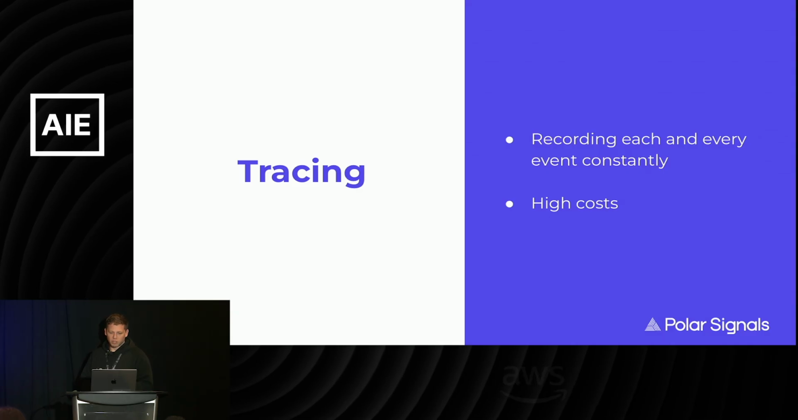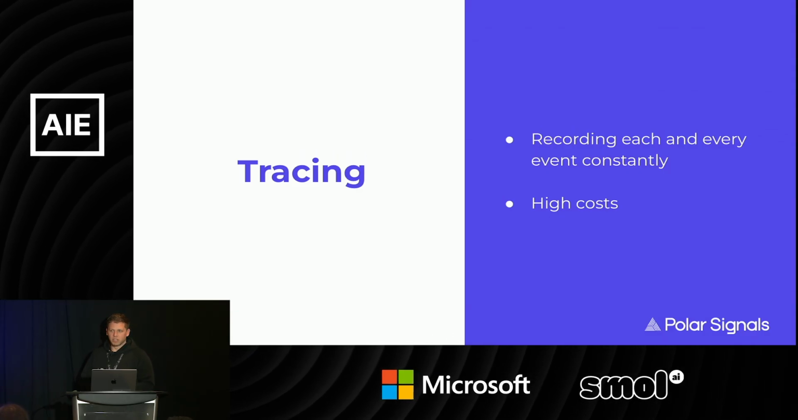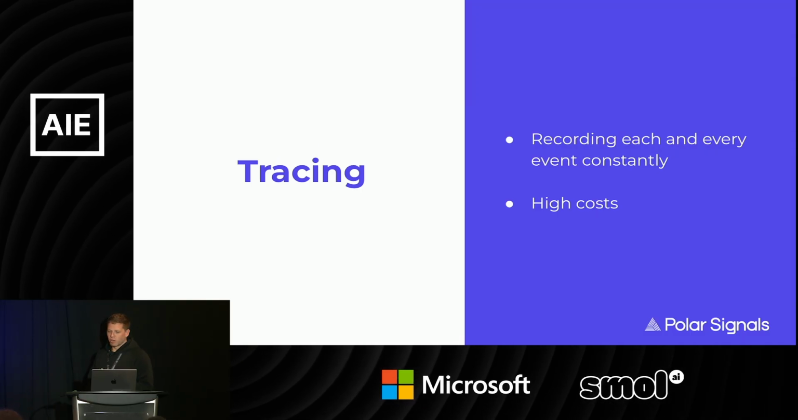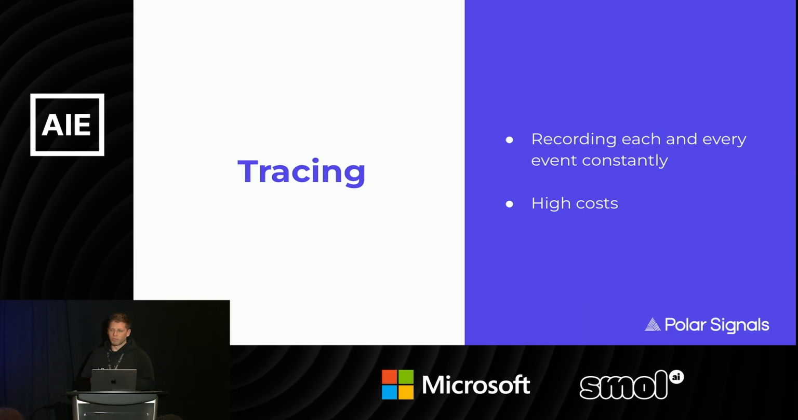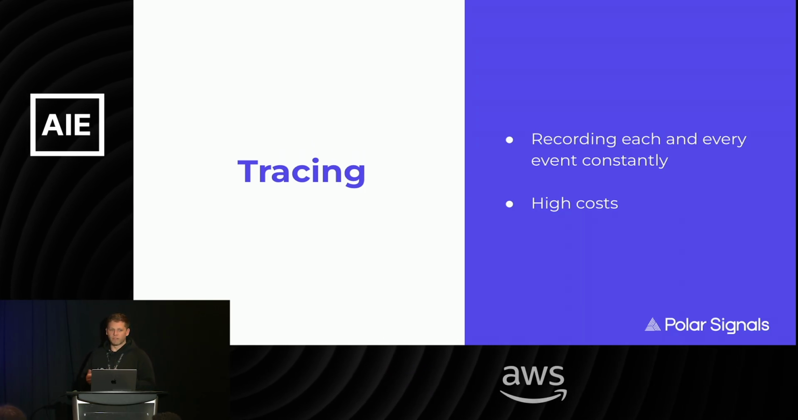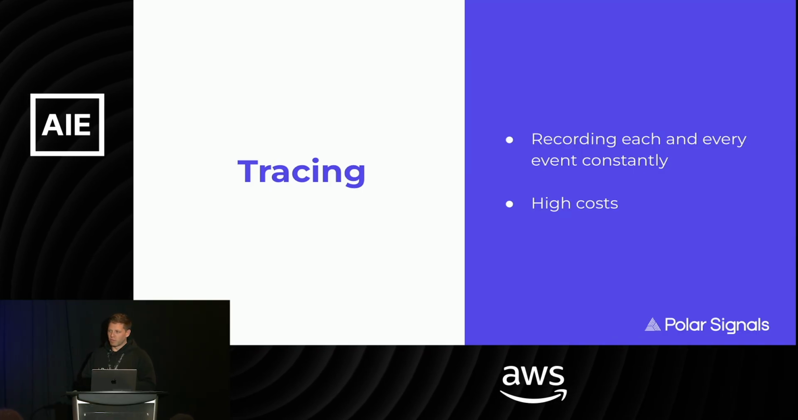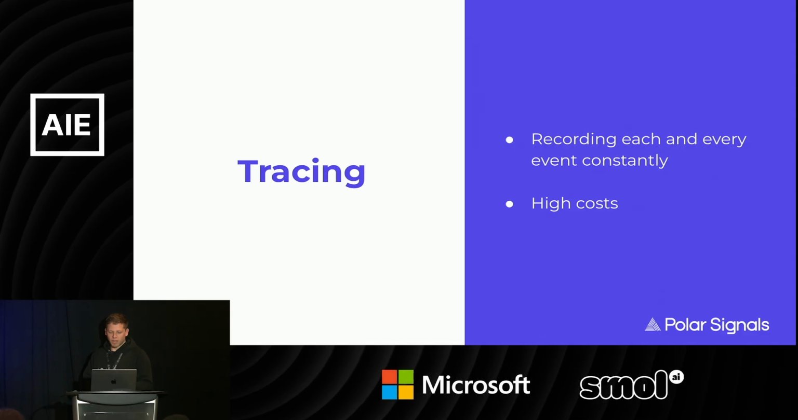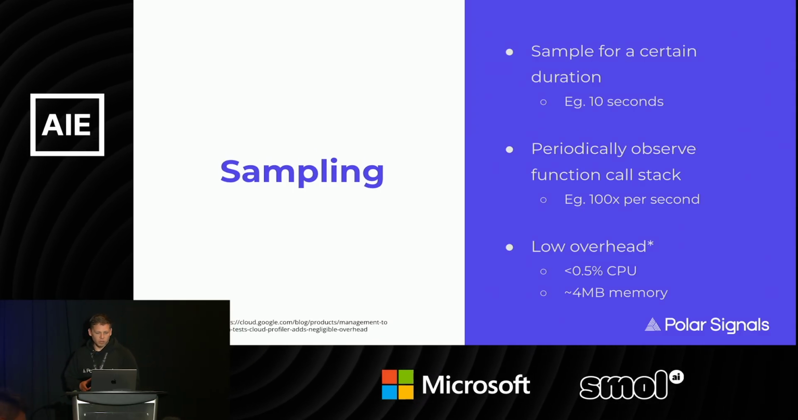And there are two different kinds of profiling typically that we're seeing these days. One is tracing profiling, where you record each and every event all the time, constantly. That's great for getting the best possible view onto the system, but it's pretty high cost and generates a lot of data. So it's hard to do continuously.